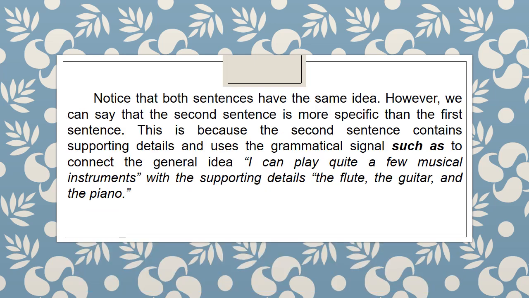Notice that both sentences have the same idea. However, we can say that the second sentence is more specific than the first sentence. This is because the second sentence contains supporting details and uses the grammatical signal such as to connect the general idea, I can play quite a few musical instruments, with the supporting details, which are the flute, the guitar, and the piano. So this is what I have said just a while ago.